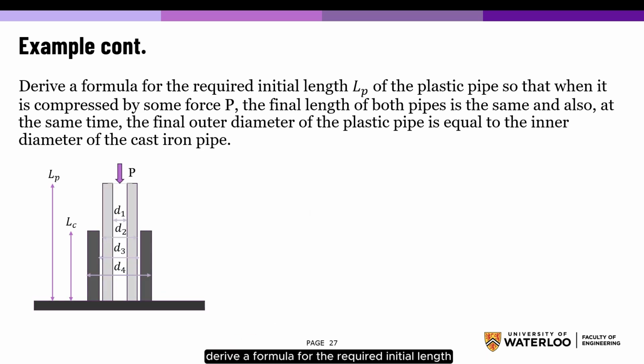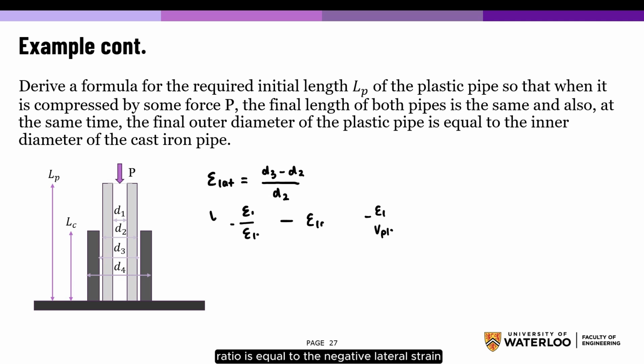Derive a formula for the required initial length LP of the plastic pipe so that when it is compressed by some force P, the final length of both pipes is the same, and also at the same time the final outer diameter of the plastic pipe is equal to the inner diameter of the cast iron pipe. First, to find the lateral strain for the plastic pipe, we have to subtract D2 from D3 and divide by D2, as the compression causes the gap between the plastic pipe and the cast iron pipe to close.